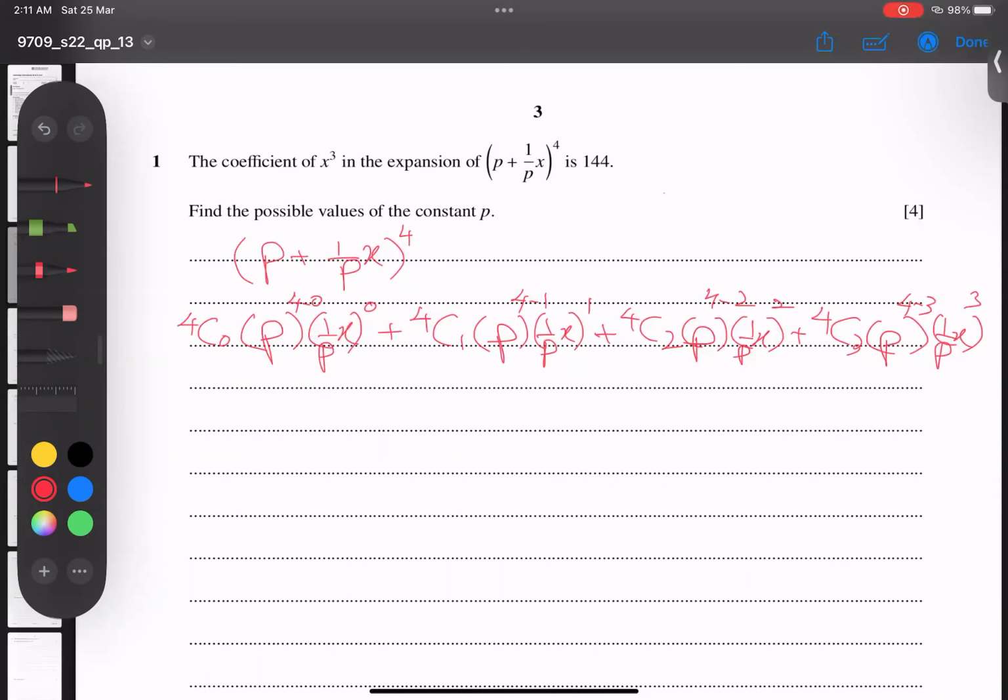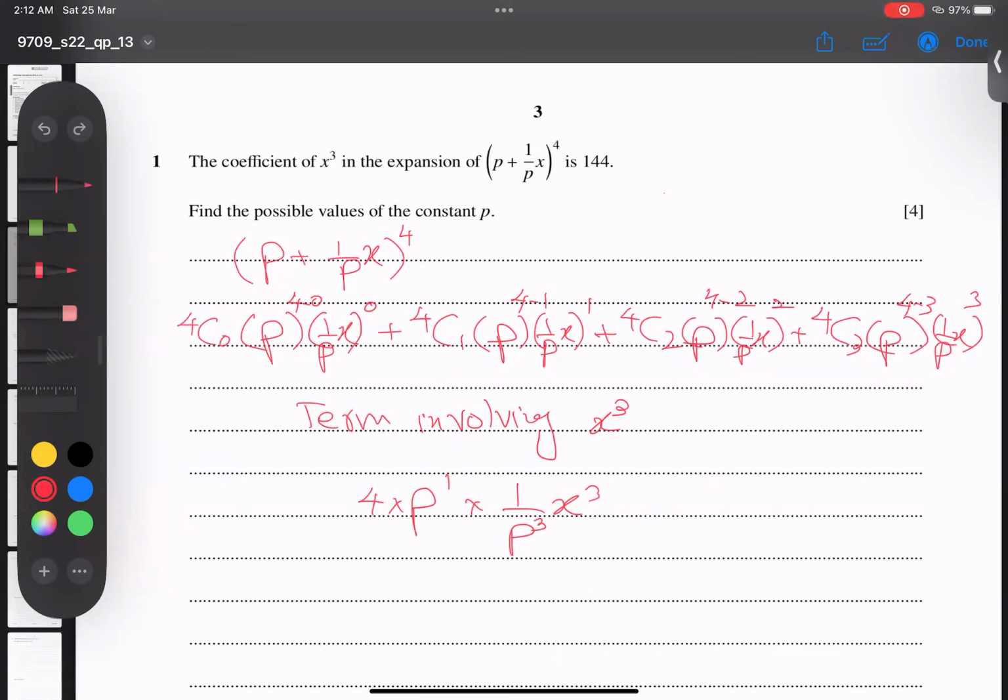Now, I think we should not waste our time. Simply, I will take this one because I'm writing here the term involving x to power 3. So 4C3 is 4, and P to power 1 because 4 minus 3, and 1 over P to power 3 into x to power 3, because we want the x cubed coefficient. Okay, now this is the term including x cubed.